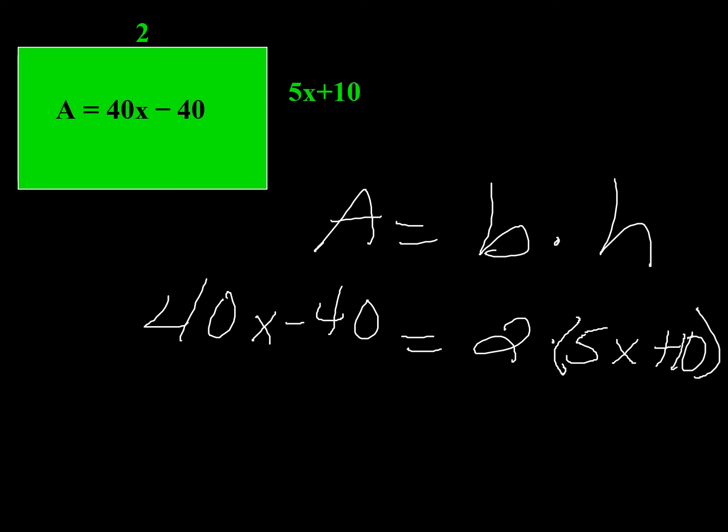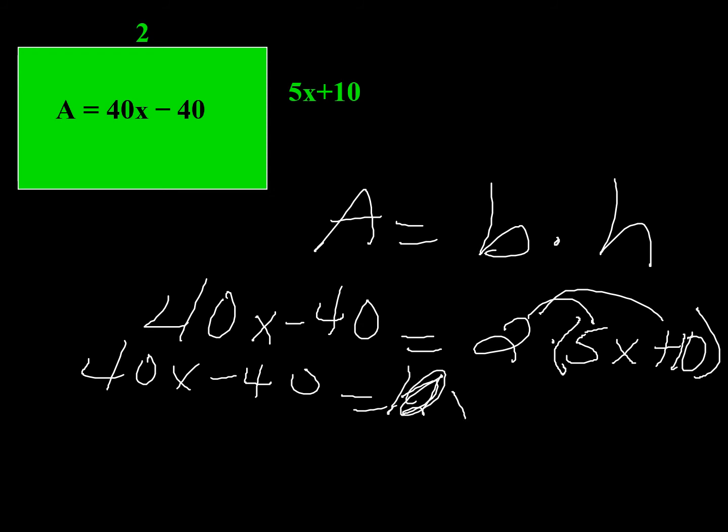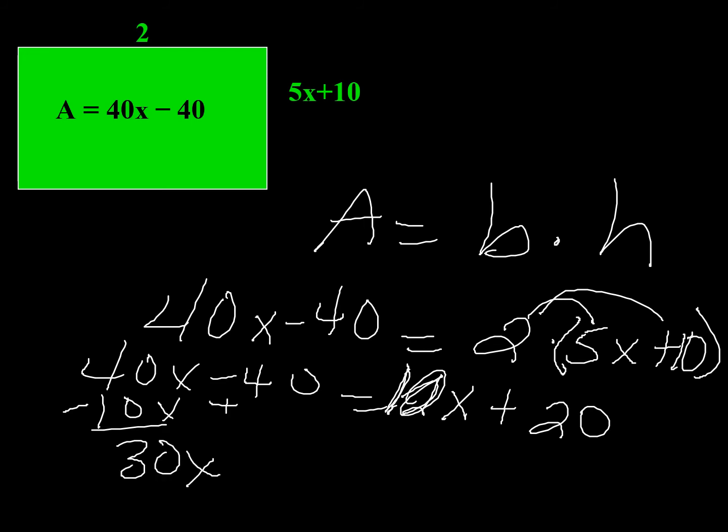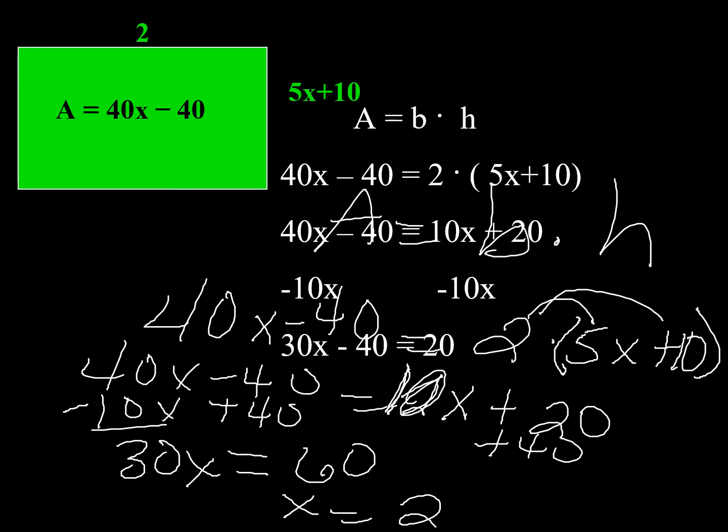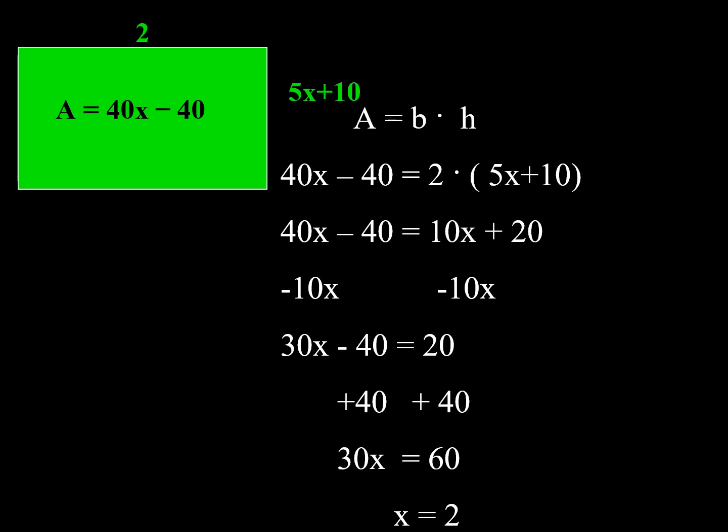in a group. This is just going to sit here, 40x minus 40 equal to, distributive property, so 10x plus 20. Get your x's together, minus 10x, you get 30x. Get your 40, move it to the other side, plus 40, you get 60. And so x is 2 when you divide it out. Lots of fun there, yeah. All right. There's a little bit neater that way.